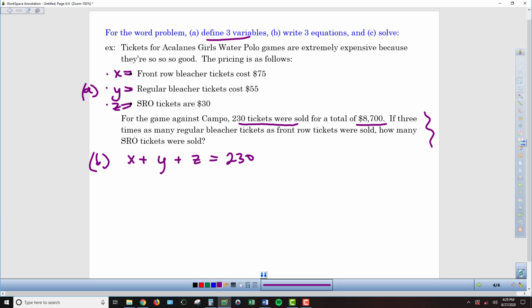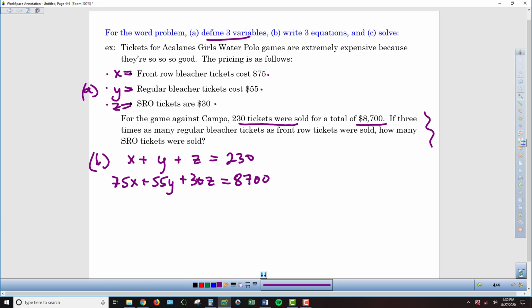Then we're going to factor in the information about the total amount of money that was generated. We collected a total of $8,700. To figure out how much we collected from each type of ticket, that's where these costs come in. If I sold X bleacher front row seats and they cost $75 a piece, the amount of money I collect from front row tickets is 75 times X, $75 times the number of tickets we sold. I'll do the same thing for Y, so it's 55 times Y, $55 a seat times the number of seats, and finally plus 30 times Z for the standing room only tickets. Together that adds up to the amount of money that we raised, which was $8,700.